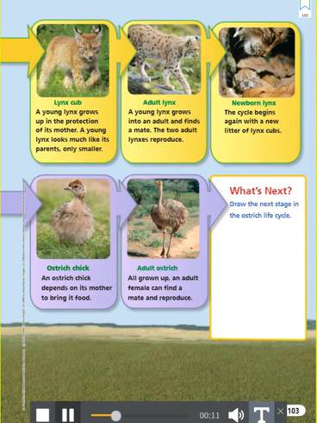Adult lynx. A young lynx grows into an adult and finds a mate. The 2 adult lynxes reproduce. Newborn lynx. The cycle begins again with a new litter of lynx cubs.